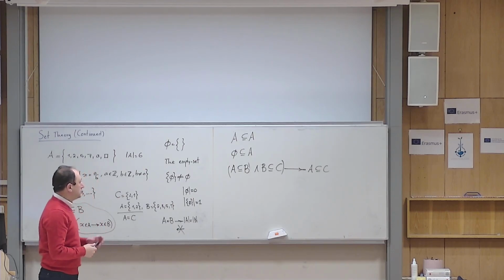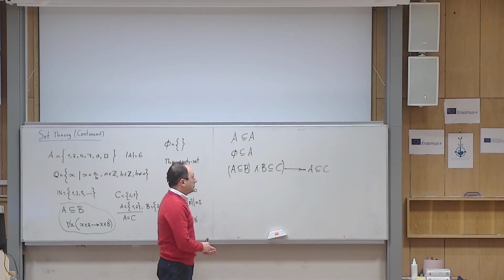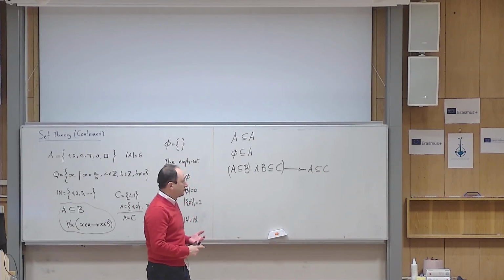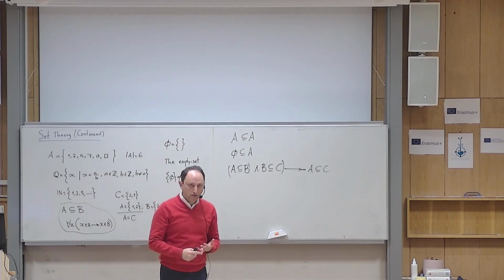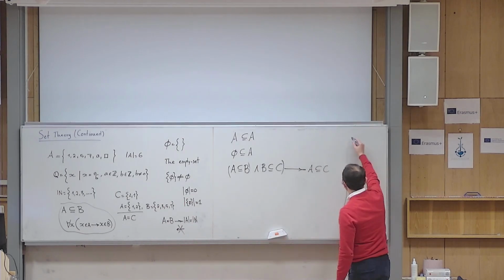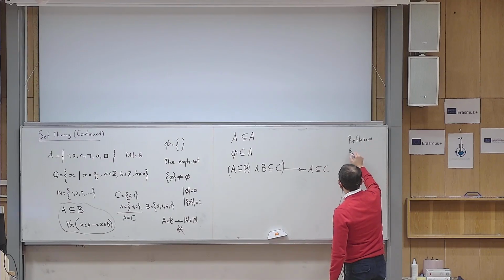And you see, for any relation that you have, you can talk about reflexivity, transitivity, and symmetry, okay? So these are just for your information. A relation can be reflexive, symmetric, and transitive.